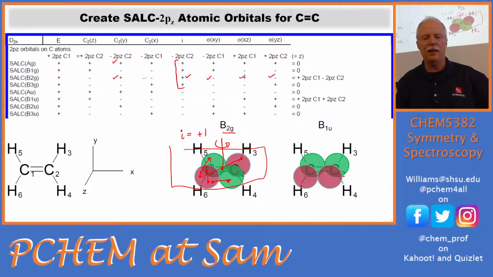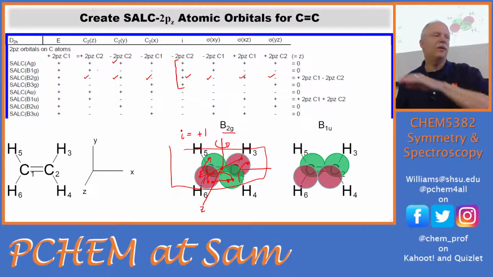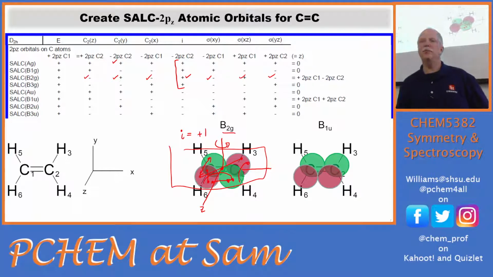Rotating around the x-axis, that's this x-axis right here. So that's this green rotating into this red. And so that's going to be a -1 around the x-axis. Rotating around the z-axis, that's going to be rotating around this axis that comes out the top. And so this red would rotate into this green. So that'd be a -1. So we've confirmed all of the ones for that particular orbital.